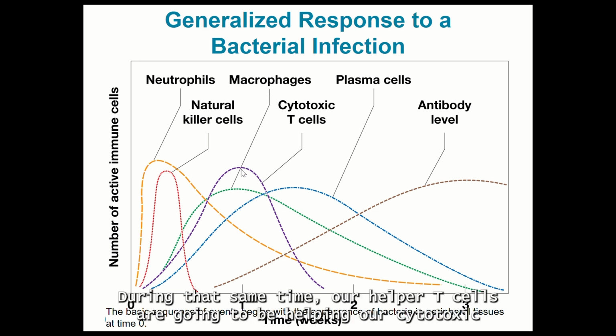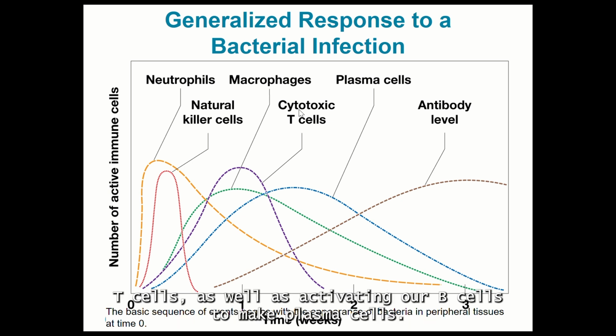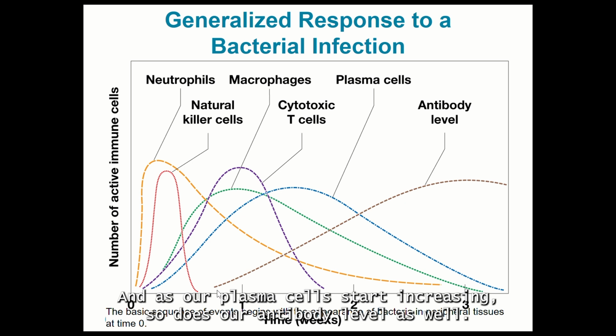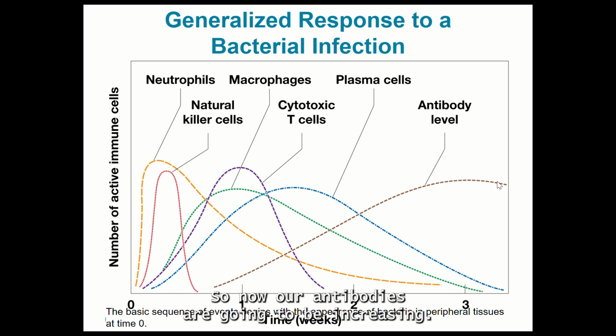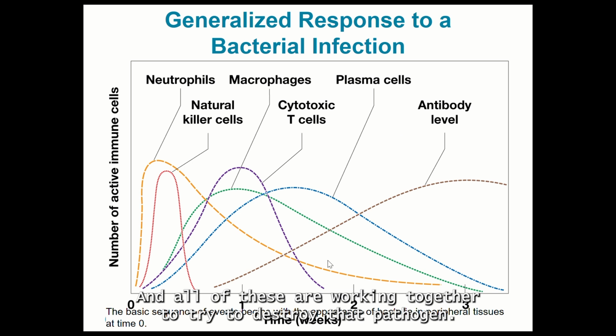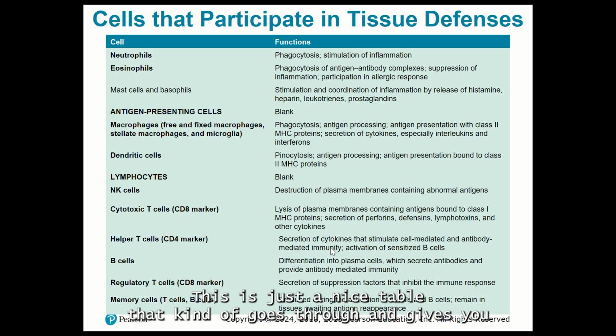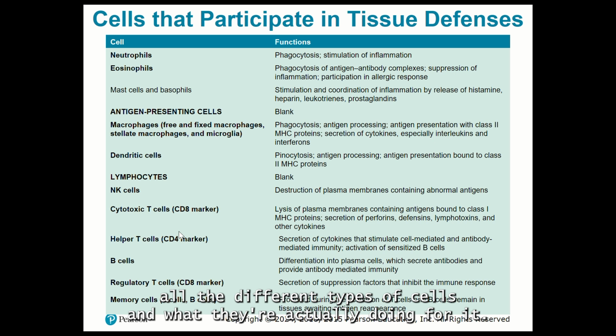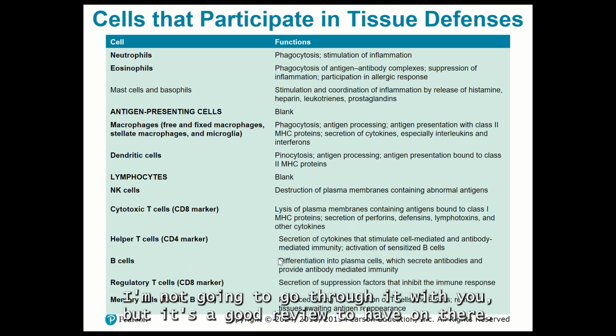During that same time, our helper T cells are going to be helping our cytotoxic T cells, as well as activating our B cells to make plasma cells. And as our plasma cells start increasing, so does our antibody level as well. So now our antibodies are going to be increasing, and all of these are working together to try to destroy that pathogen. This is just a nice table that kind of goes through and gives you all the different types of cells and what they're actually doing for it. I'm not going to go through it with you, but it's a good review to have on there.